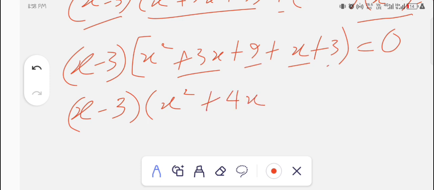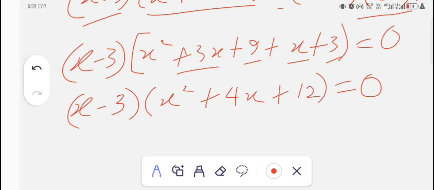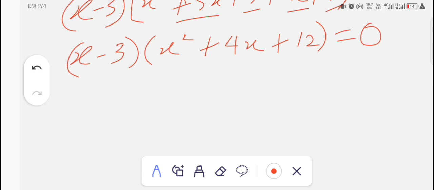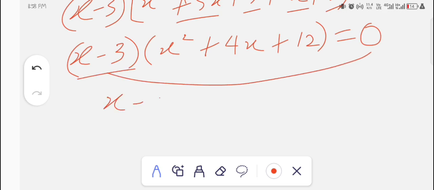And here we have 9 and here we have 3. We have plus 12. Very good. To be equal to 0. If this is the case now, we can apply the zero product law and equate these to what? 0. So we say x minus 3 is equal to 0 and x1 here becomes equal to 3.